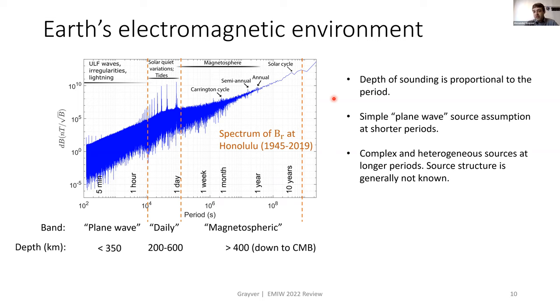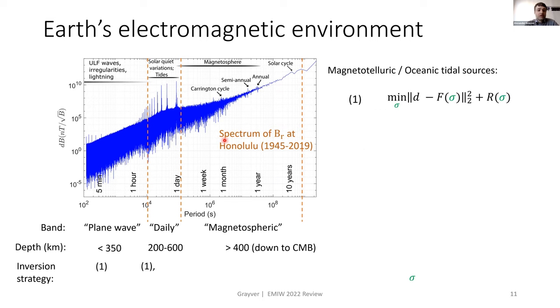And another general thing is that for certain reasons, we can legitimately assume that the source is plane wave within this magnetotelluric band. And that simplifies a lot of things methodologically. And that's one of the reasons why the MT method has been flourishing so much. However, as you go to longer periods and to these truly global sources, there is no simple assumption about the source geometry, and that creates certain methodological and technical obstacles, which we will be also talking about a little bit. So generally, the source is not known at these long periods, and we have to somehow do something about it.